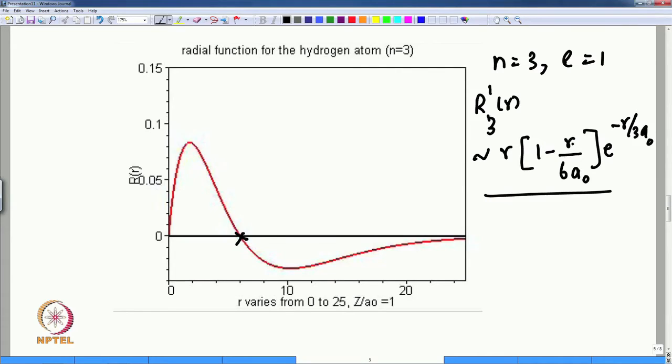And for all values of R greater than 6 A0, this whole thing is negative, and you can see that the function will decrease as R square. But the exponential of minus R by 3 A0 eventually brings it back to 0. So here is the maximum, and then the function goes to 0, but only one node.